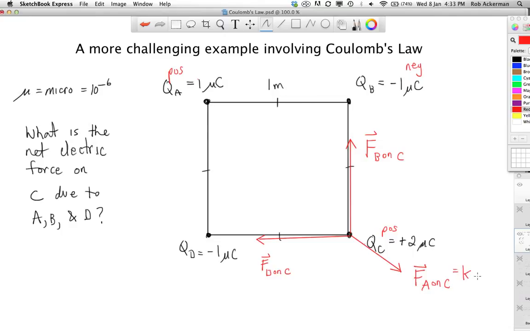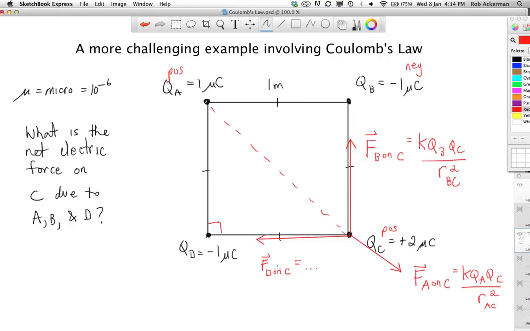This one's going to be k QA QC over the distance RAC. Don't forget to square. What is that distance? Well, it's this distance here. How are you going to find that? I think you know what to do. You're going to use Pythagorean theorem. We've got a square, a right angle, side lengths of 1, and here is your hypotenuse, right? What do we do for B on C? Same sort of idea. QB QC over the 1 meter distance squared. And similarly, I'm going to leave it to you. You know what to do with this one, right?